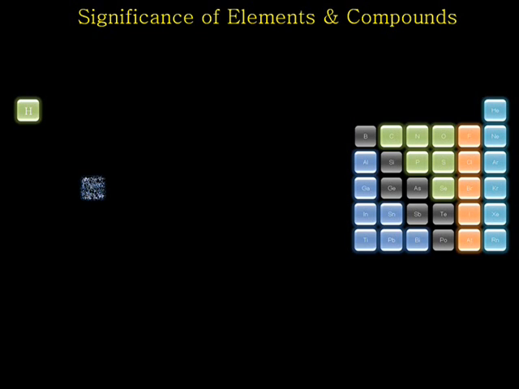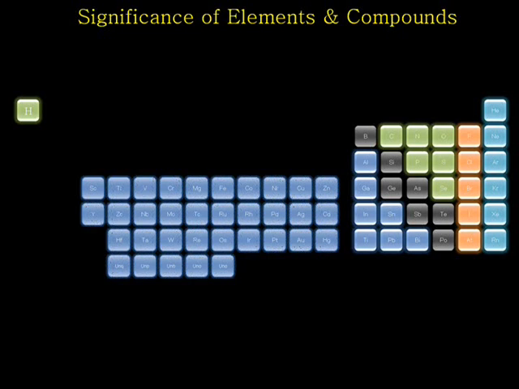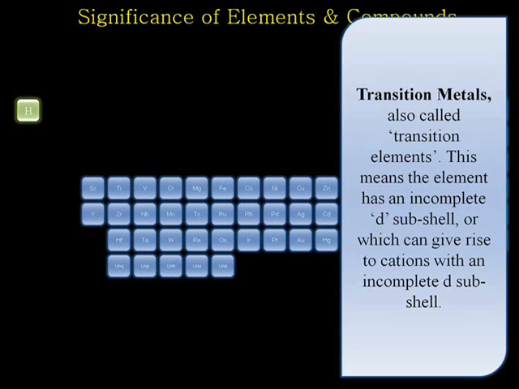Moving on, scandium all the way to mercury. These are called the transition metals, also known as transition elements. This means the element has an incomplete d subshell. Remember we were talking about shells and orbits? Yeah, so these elements have incomplete shells and the elements give rise to cations. What are cations? They are positively charged ions.